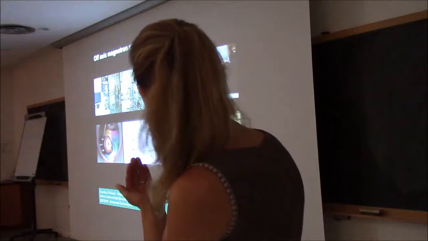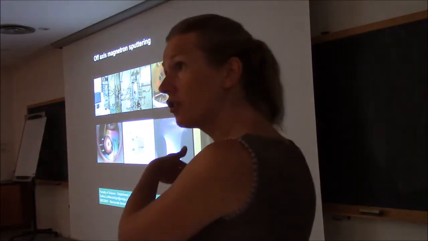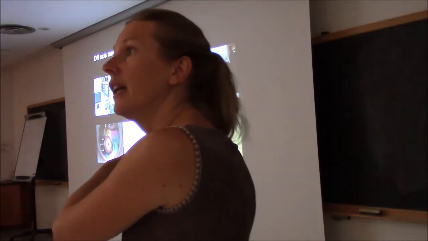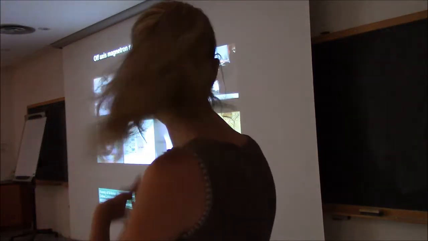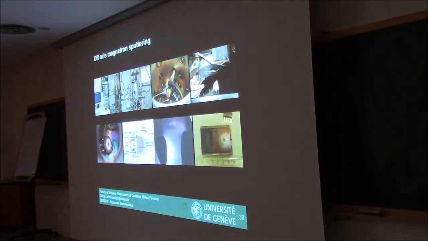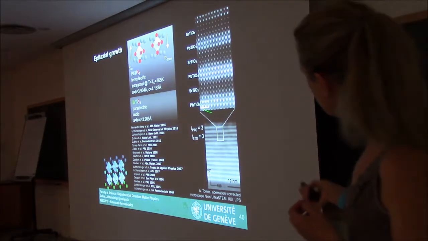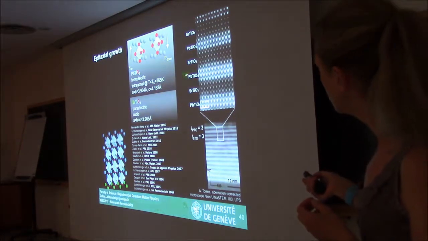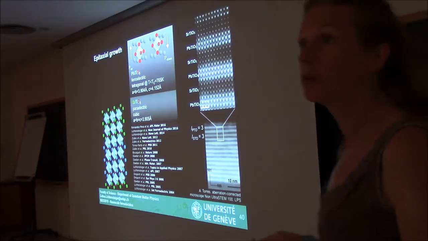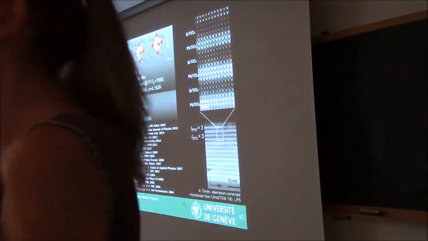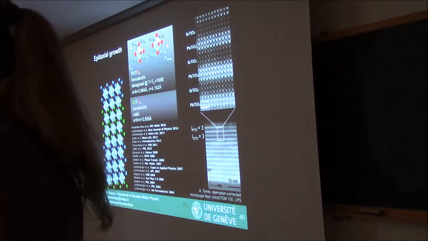Then you stop the deposition, close the shutter, open the other shutter, and start the other layer. What I've shown you here is this PTO-STO superlattice with 3 unit cells, grown using this system. So you were using an extremely slow growth rate? You already know the growth rate?